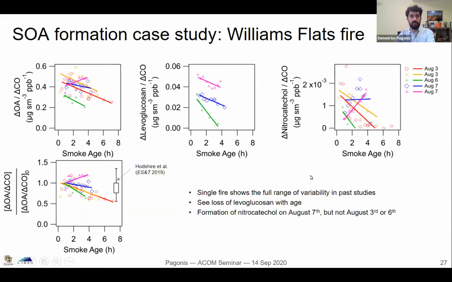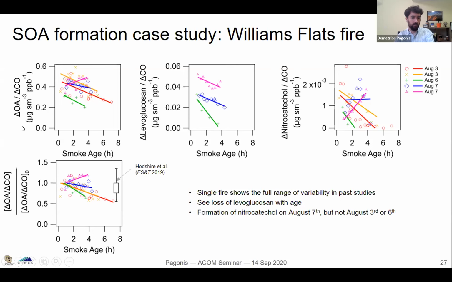All right, and to do this, I'm going to use a single fire, the Williams Flats fire, as a case study here. We went to this fire on several different days, and we flew semi-Lagrangian patterns 5 times across 3 research flights. So the 3rd of August, the 6th, and the 7th.